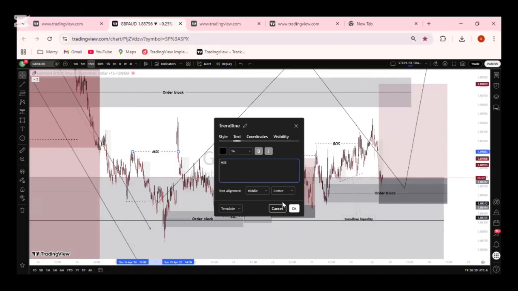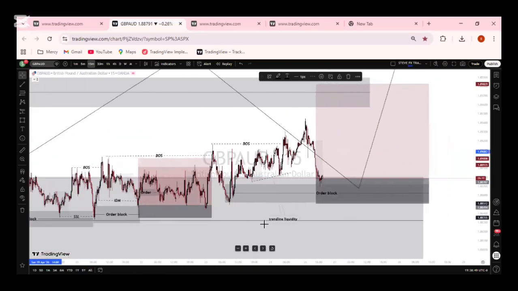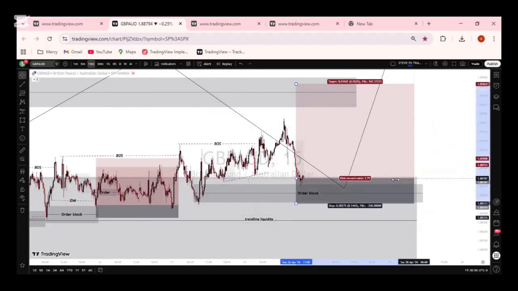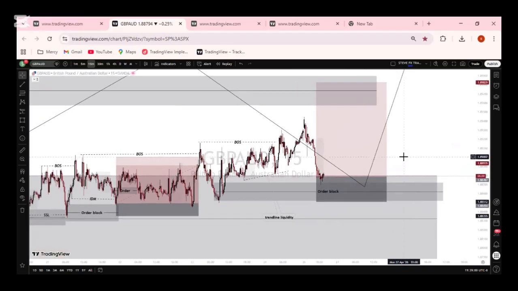market structure shift. We had a swing low being broken, and then after our market structure shift, we are having a break of structure, and we say that a break of structure indicates direction continuation. So we now have an order block from here. So we might see that this market may go in our direction.